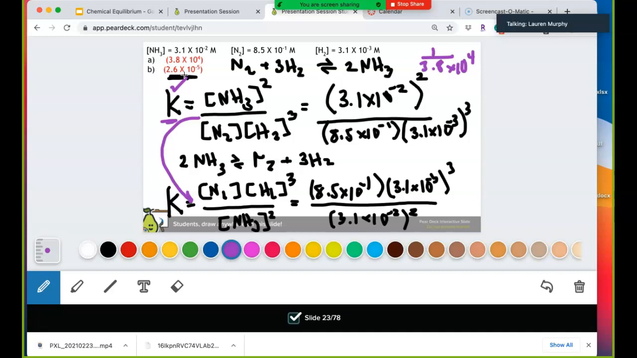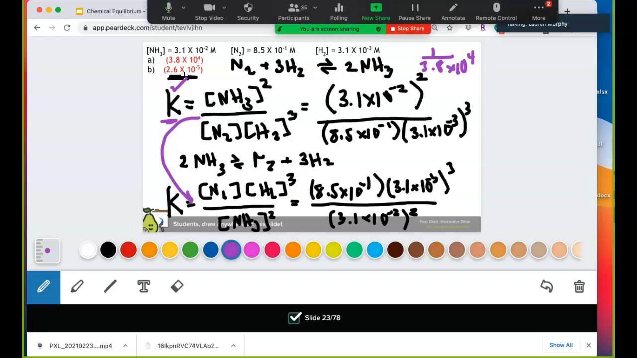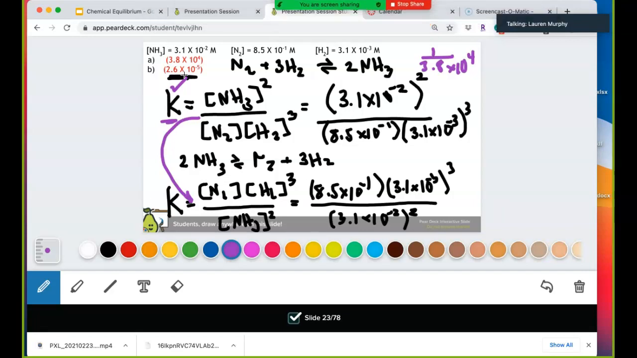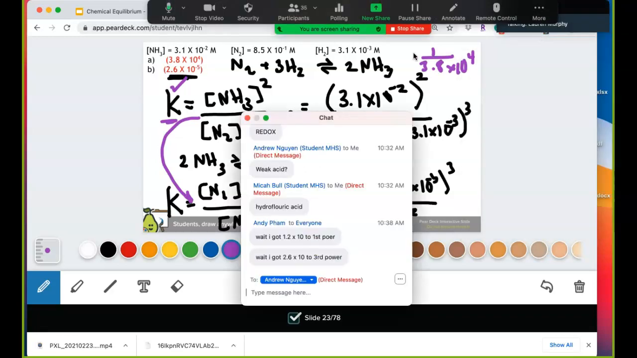So that's the rule. If you take a reaction and you reverse it, if you know the K of the original reaction, you can just flip it upside down. 1 over K is that number. So 1 over 3.8 times 10 to the 4th is that number, 2.6 times 10 to the negative 5th. That's the rule. It's kind of like Hess's law.